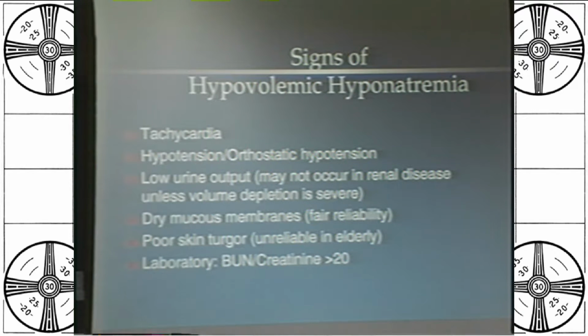Okay. The signs of hypovolemic hyponatremia are pretty much what you'd expect. Rapid pulse, hypotension or orthostatic hypotension, where there's a 20-point drop in systolic blood pressure or a 10-point drop in diastolic pressure when the person goes from lying down to standing. Low urine output, dry mucous membranes, poor skin turgor, which to me is not a reliable sign in the elderly because skin turgor changes with age anyway. It's reasonable in pediatrics, but not in the older population. Then an increased ratio of BUN to creatinine.